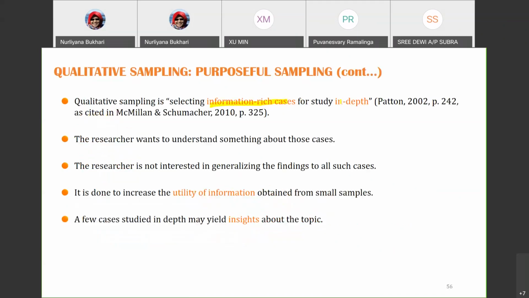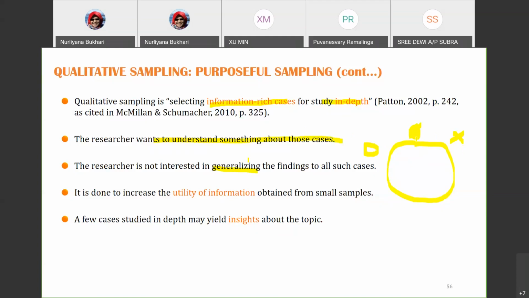Information rich cases, to study in depth. You want to understand something about those cases. The researcher is not interested in generalizing. You don't want to conclude that everybody is like that. No, in this context it is like this, in this context it is like that, in this context maybe like this. So you are not trying to pukul rata, to generalize.